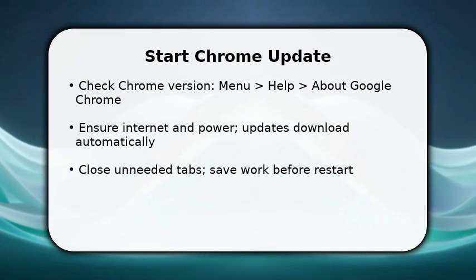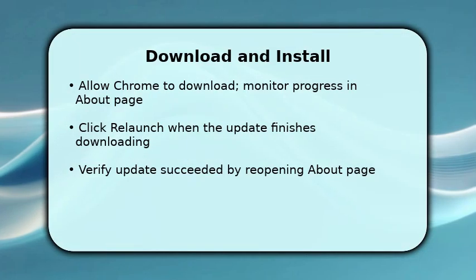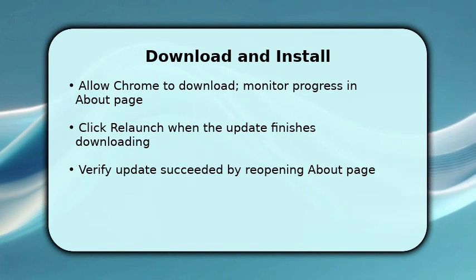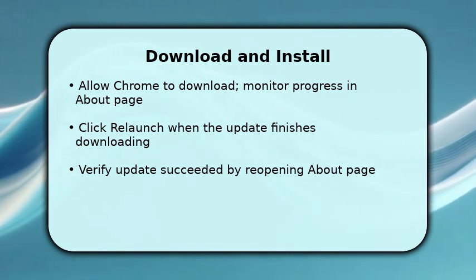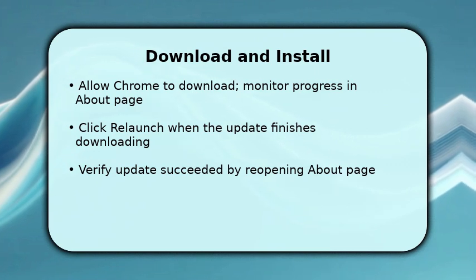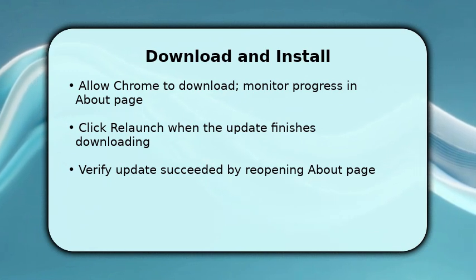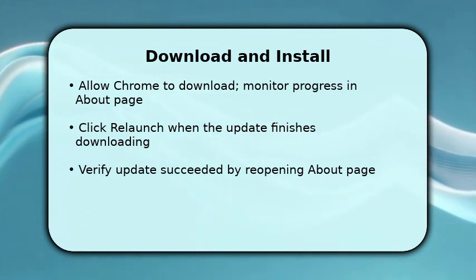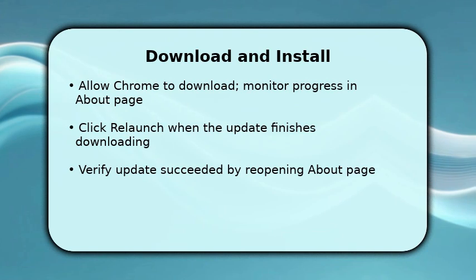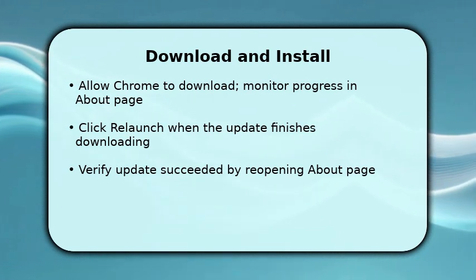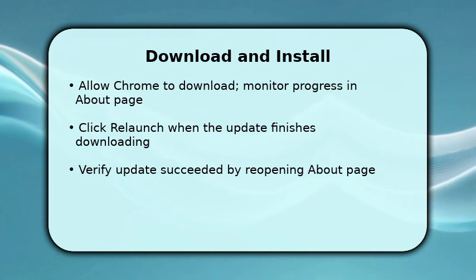Once Chrome finds an update it downloads in the background. Let that process complete and watch the progress indicator on the About page so you know it's moving. Once the download and installation steps finish, click Relaunch to apply changes. Chrome restarts and migrates your tabs if needed. After relaunching, return to About Google Chrome to confirm the new version number.